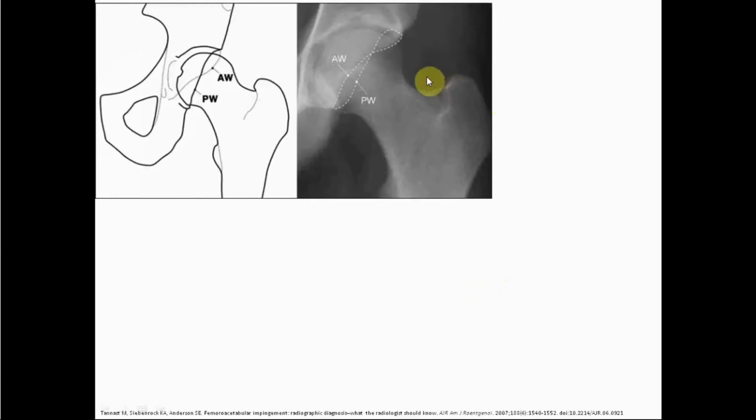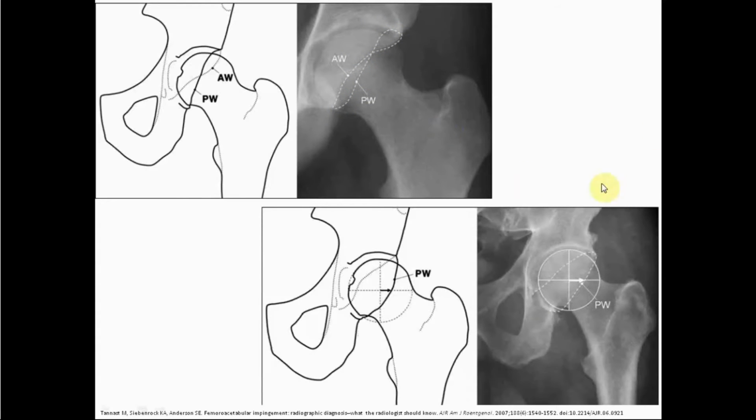But in cases of pincer type of femoroacetabular impingement, the anterior wall comes lateral to the center of the femoral head, and in this case we can see there is cranial over coverage of the anterior wall, and this gives rise to the figure of 8 sign or crossover sign. So this is the case of pincer type of femoroacetabular impingement. In this radiograph, we can see the posterior wall is more lateral to the center of the femoral head. So in this case there is posterior over coverage by the acetabulum.